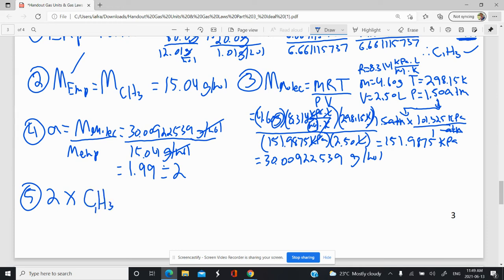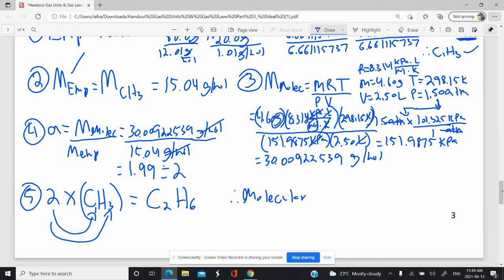I'm going to put a 1 here, so remember we're multiplying everything in there. So times 2, and we get C2H6. Therefore, the molecular formula is C2H6.